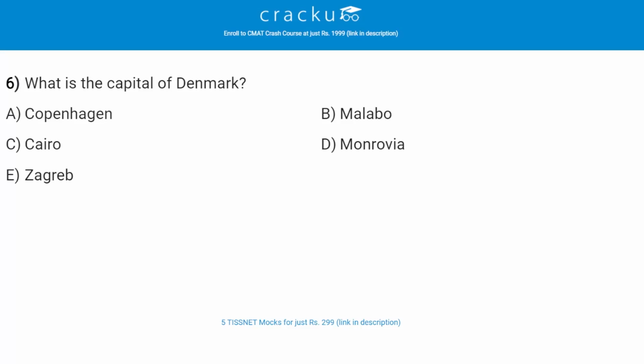What is the capital of Denmark? The correct answer is A. Copenhagen. Let's check the next question. What is the capital of Spain? The correct answer is C. Madrid. Let's check the next question.